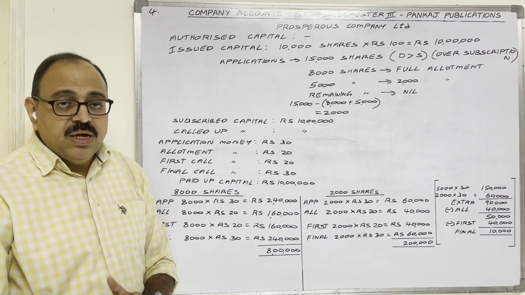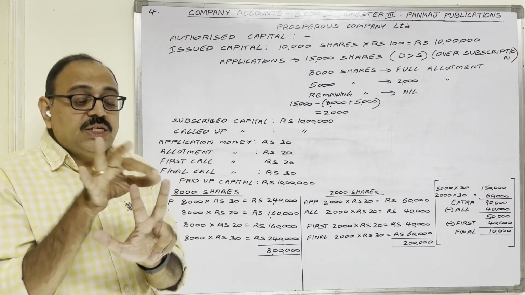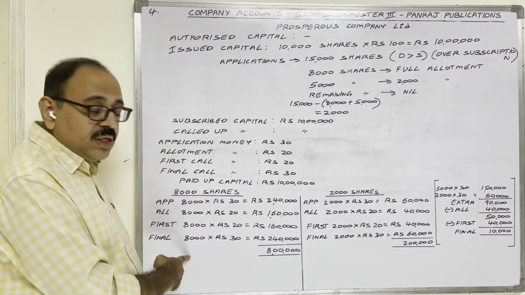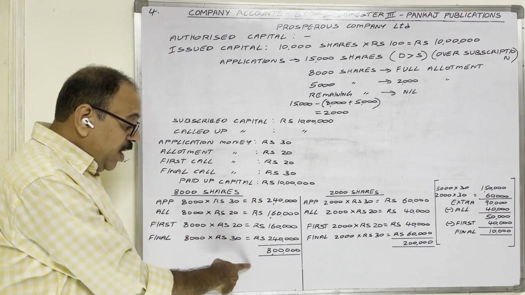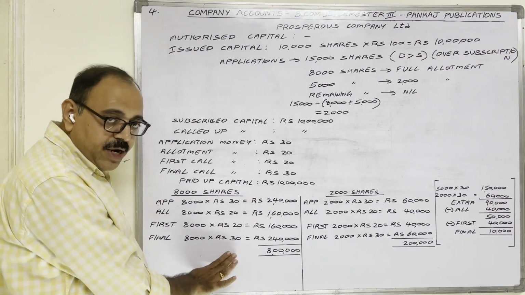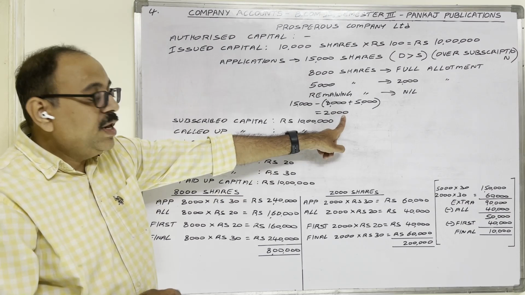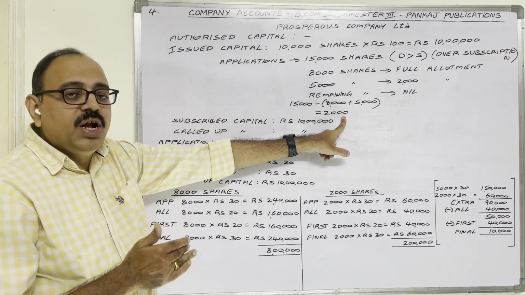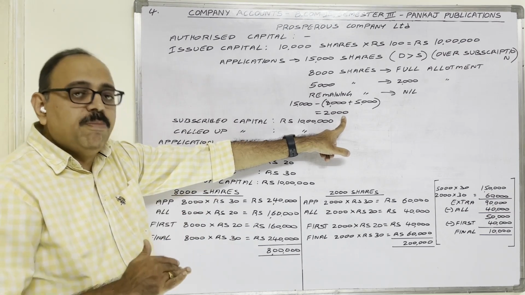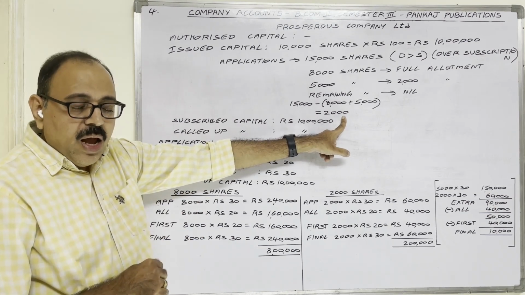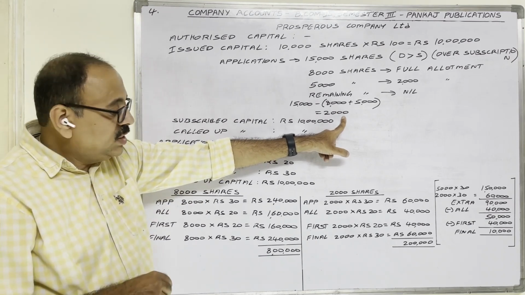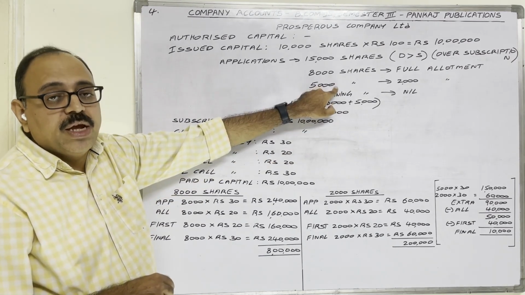So here, first category, last category, there is no confusion. First category applicants, so they have to pay 8 lakh rupees, they paid. Last category applicants, so on 2,000 shares at the rate of 30 rupees each, 60,000 they paid through application money and immediately company refunded that amount to them. Where the confusion is, second category of applicants.